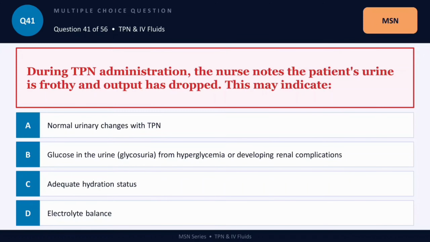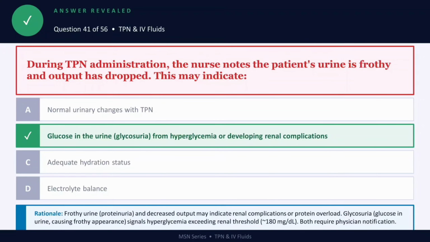Question number 41. During TPN administration, the nurse notes the patient's urine is frothy and output has dropped. This may indicate: Option A, normal urinary changes with TPN. Option B, glucose in the urine from hyperglycemia or developing renal complication. Option C, adequate hydration status. Option D, electrolyte balance. The correct answer is option B, glucose in urine from hyperglycemia or developing renal complications.